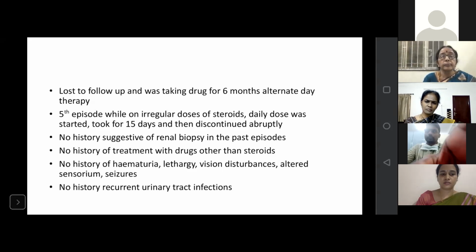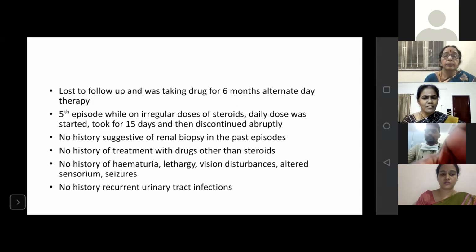While on this kind of medication therapy, there was a fifth episode of facial puffiness and edema all over the body. The child presented to a hospital nearby their house, where the child was started on a daily dose of steroids for 15 days. And then she didn't report to that hospital again, and that treatment was discontinued abruptly when the child was okay.